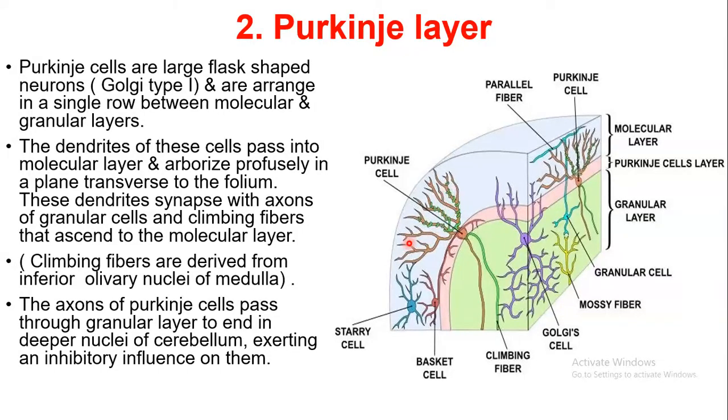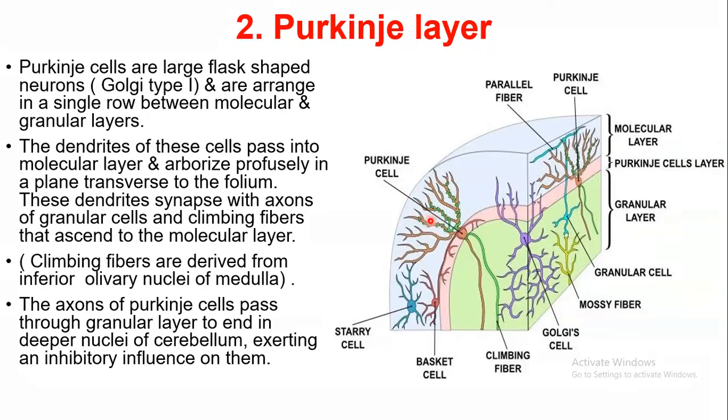The dendrites of these Purkinje cells pass into the molecular layer and form arborization around the folia in a transverse plane of the folia. These dendrites of the Purkinje cells synapse with the axons of the granular cells. This is the granular cell and its axon. These are the dendrites of the Purkinje cell, and this one is the axon of this granule cell. And they also make synapses with the climbing fibers, which are coming from the inferior olivary nucleus of the medulla.